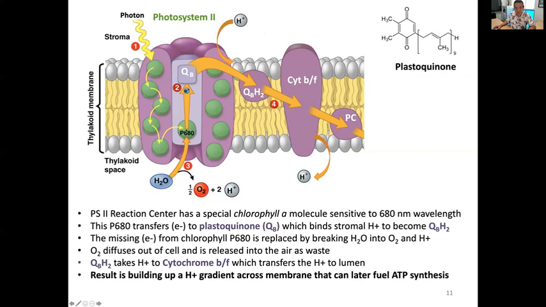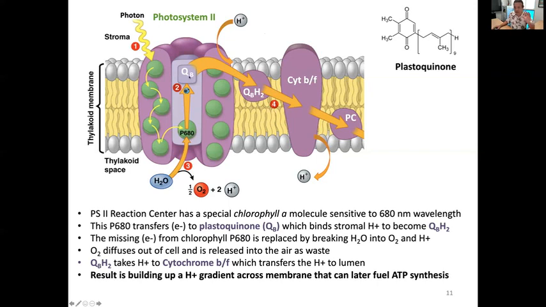What that does is cause the P680 chlorophyll to cough up electrons. Those coughed up electrons are then received by an electron carrying molecule known as plastoquinone. Actually, technically plastoquinone is not a protein.